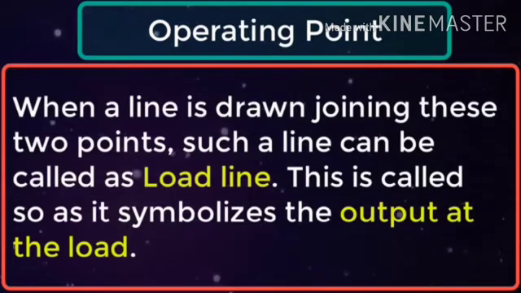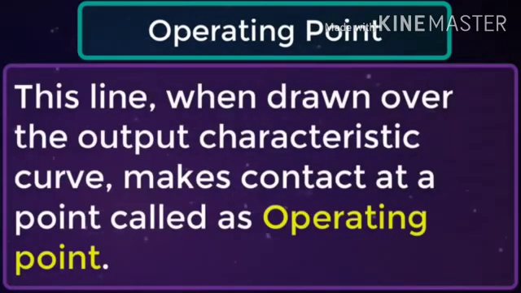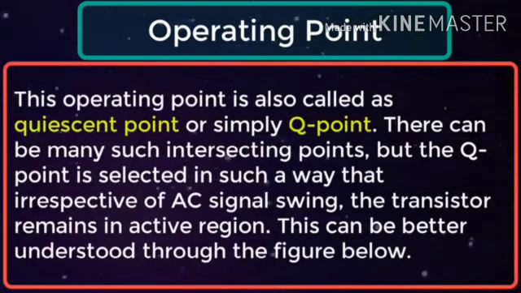When a line is drawn between, that means joining these 2 points, such a line is the load line. It will be represented on the output characteristics curve. So this line will be drawn on the output characteristics curve, which makes contact at a point. It is called the operating point. Another name of this point is the quiescent point.